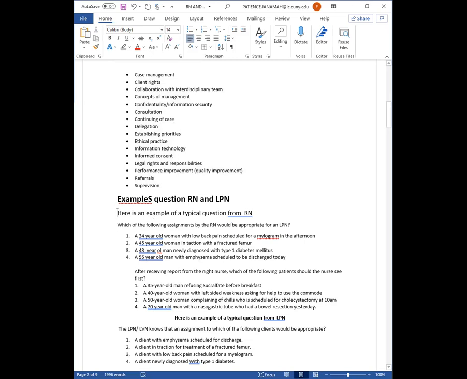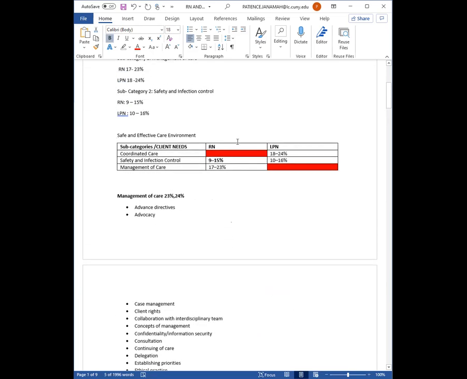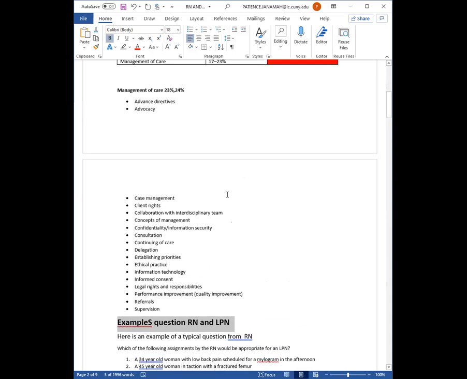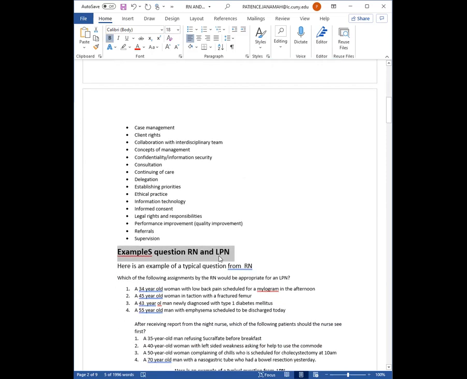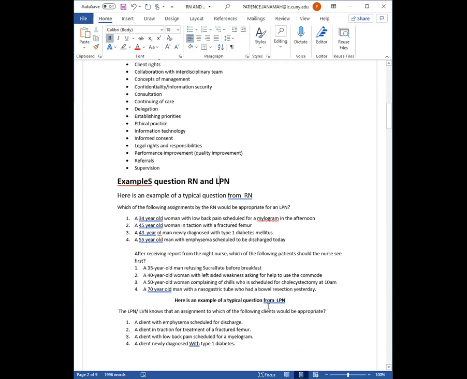Then we have examples under this. I have separated the examples into two. I put one for LPN and one for RN. I intentionally did that for you guys to see the differences. Gertrude, I hope you are listening. The LPNs are the licensed practical nurses. In Ghana, they are the health assistants. So for the licensed practical nurses, this is a question. I have two questions here.